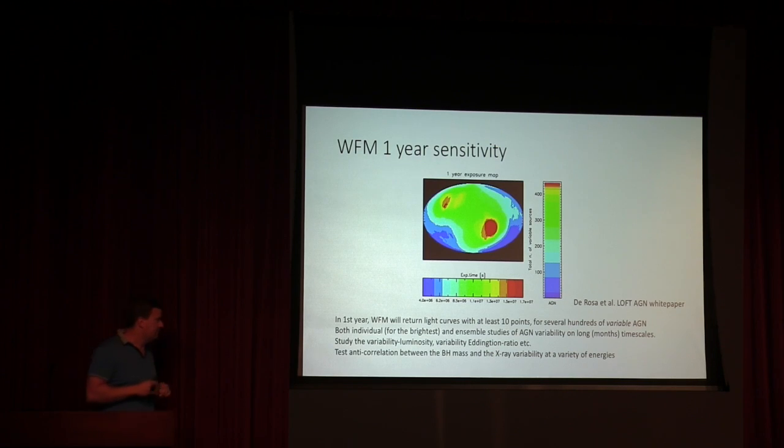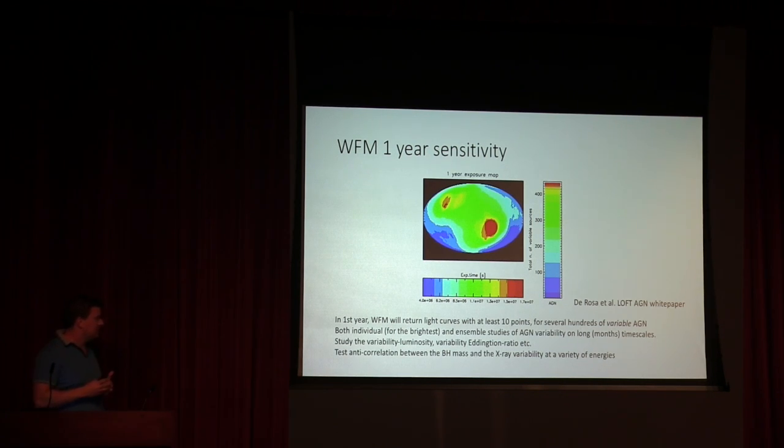This is actually from the AGN white paper. It's a simulation of the 1-year sensitivity, showing the exposure time versus the total number of expected AGN. So there are really several hundred AGN that you get in the first year with at least 10 data points to do light curves. This enables a lot of different studies of the variability of luminosity, variability in terms of how it relates to the Eddington ratio, and you can do it on a wide scale of both soft and harder energies.